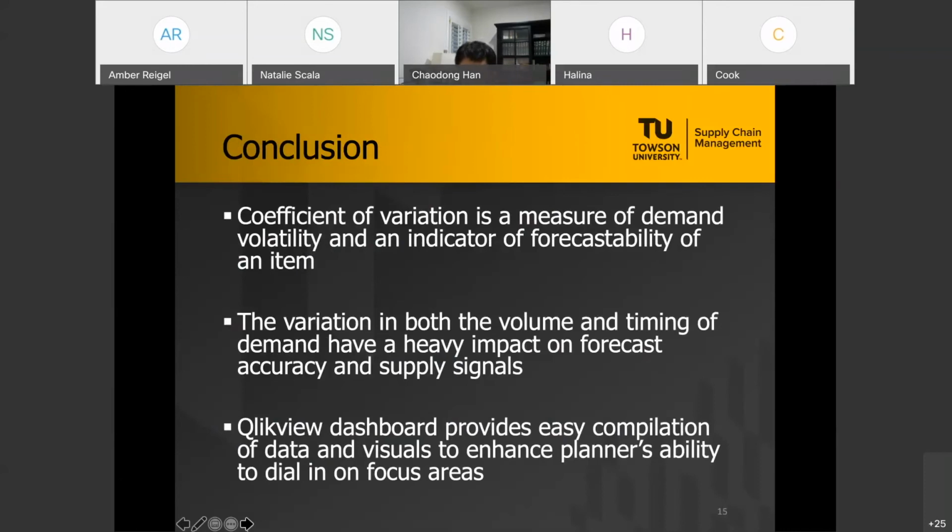And just to expand on that last point a little bit, if you're able to back it up a few slides to the screenshot of the dashboard.